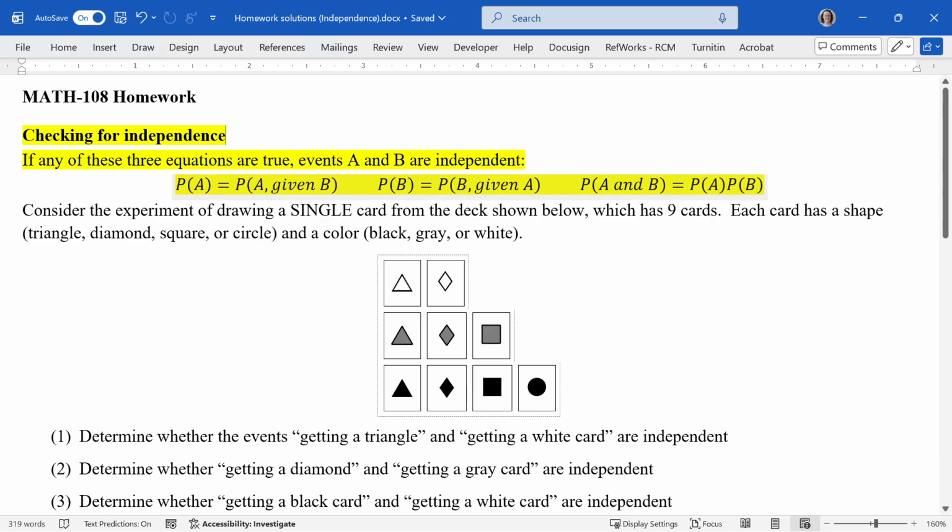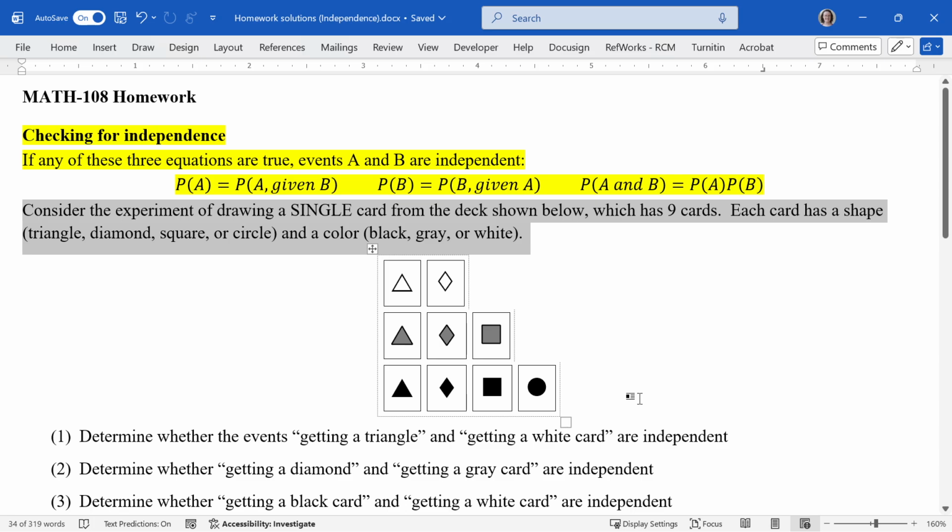You can assign them either way. The first event can be A, the first event can be B, whatever you like better. So you have these three ways of checking, whichever is most convenient to you. Let's look at the first set of questions.